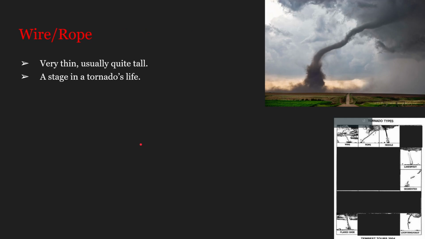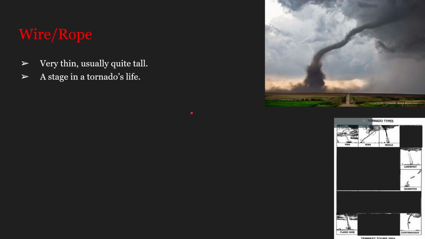Our first is the rope or wire. These are very thin, as the name might suggest, and because of this, they usually appear taller than the average tornado. However, this is almost never the case. The cloud base is not any higher, nor is the ground any lower usually.